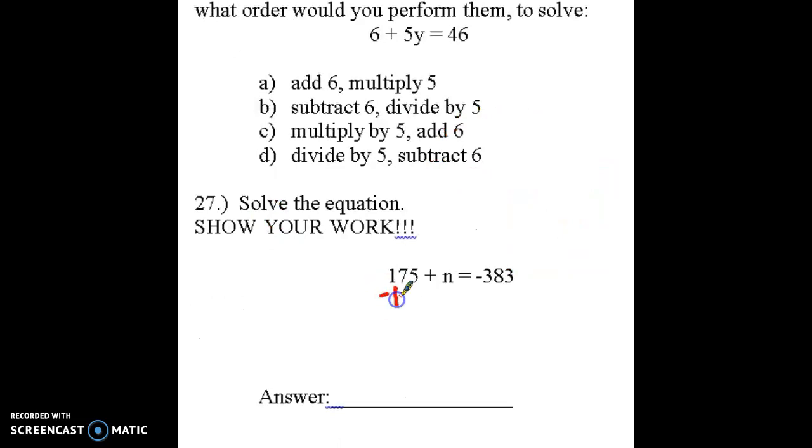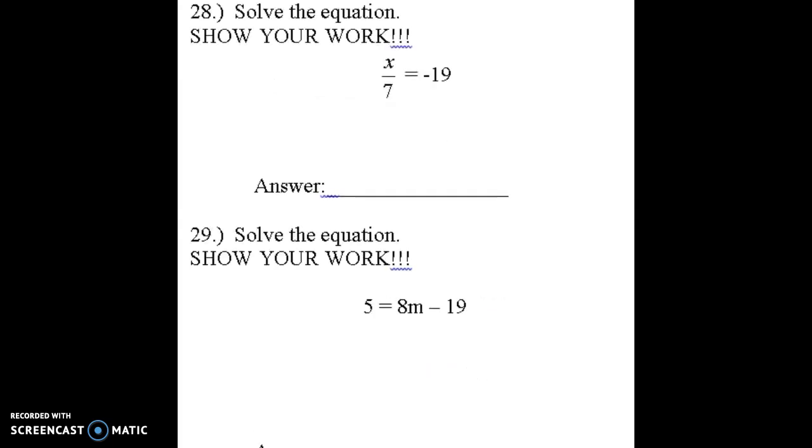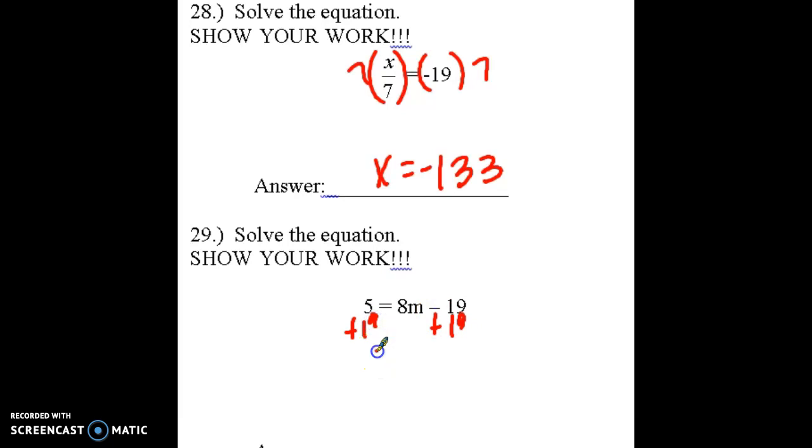Solve the equation. Subtract 175 from both sides. Negative 383 minus 175 is negative 558. X divided by 7 equals negative 19. So you multiply by 7, and you will get x equals negative 133. Next, you add 19. That gives you 24 equals 8m. Divide by 8. M equals 3.